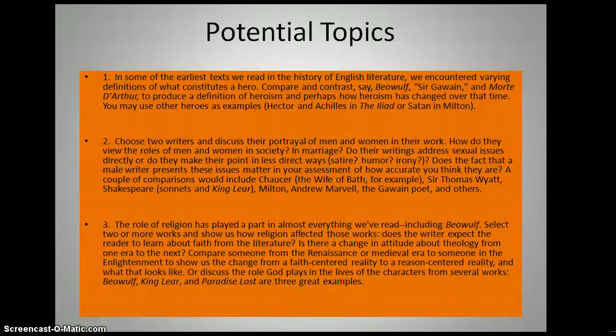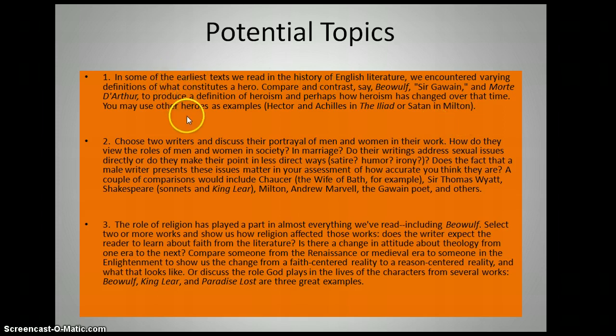Okay, next. Moving right along. These are some potential topics. I'm going to just review one or two of them and move on to how you are going to formulate a thesis statement. So, the very first one. Some of the earliest texts we read in the history of English literature, we encountered varying definitions of what constitutes a hero. You're going to, for example, compare and contrast maybe Beowulf, Sir Gawain, and Le Morte d'Arthur, which are pieces we haven't looked at yet, but we will, okay, and produce a definition of heroism, okay?